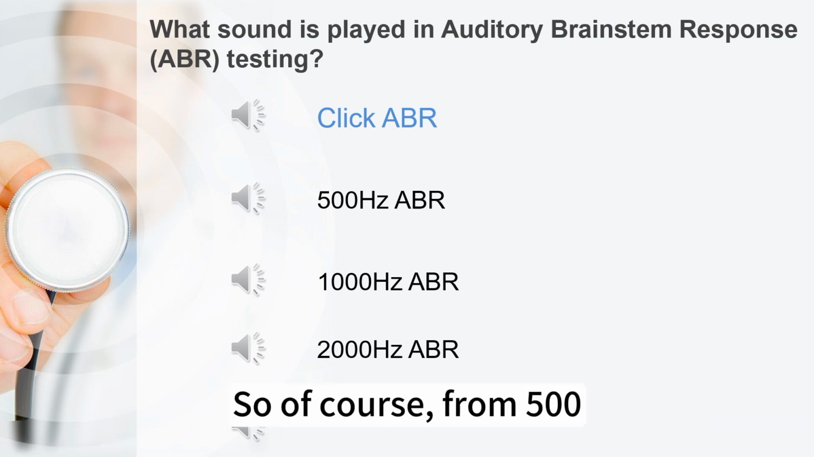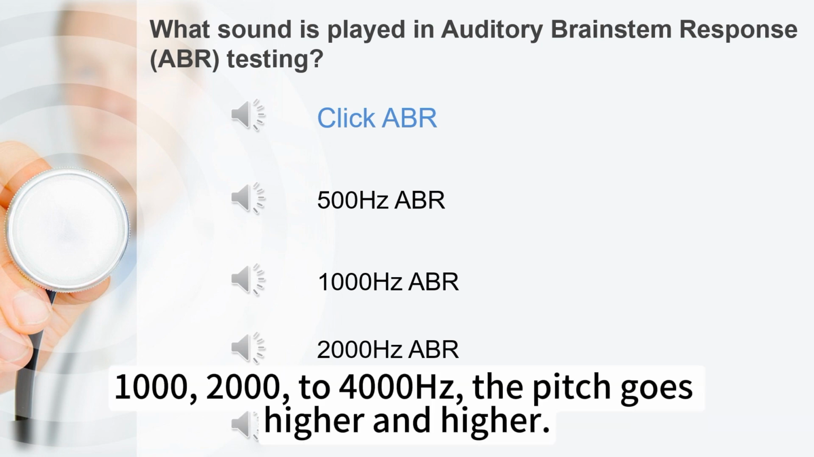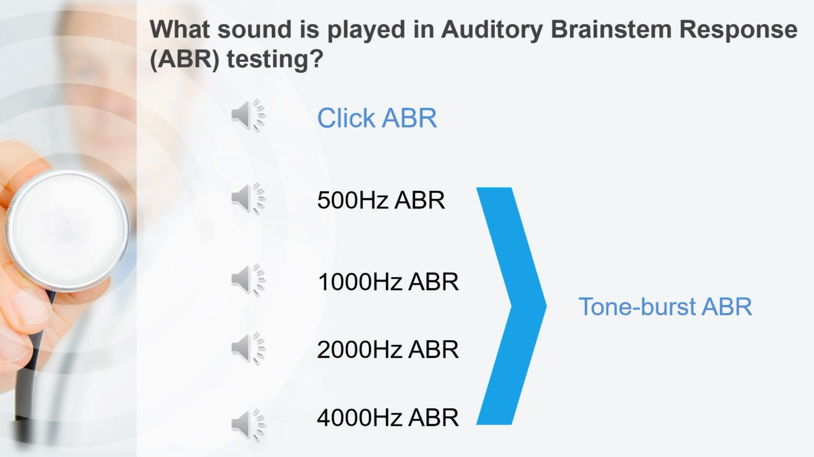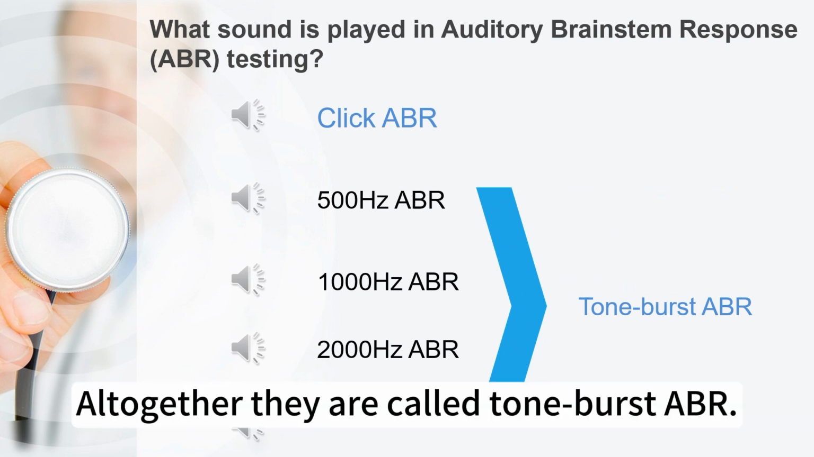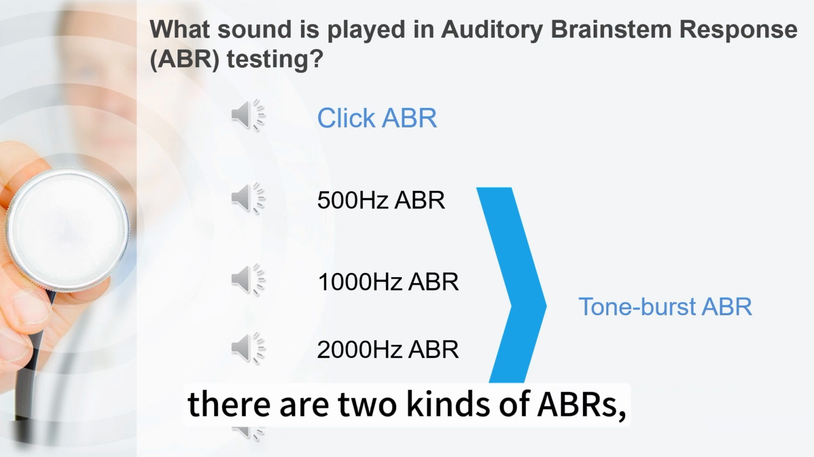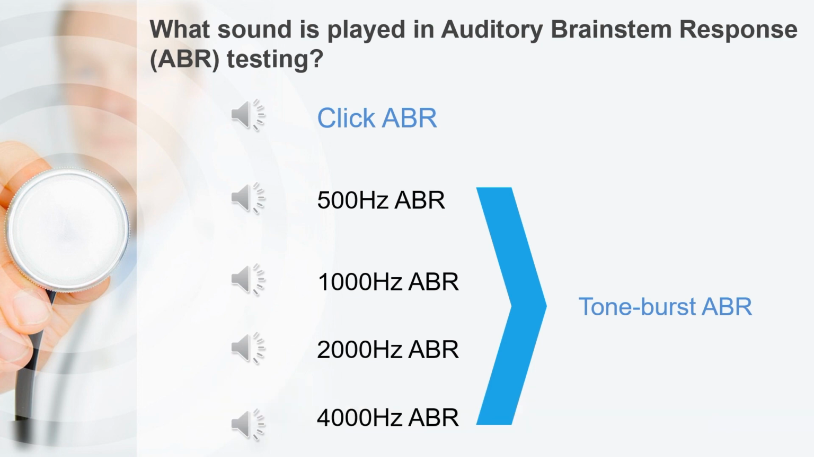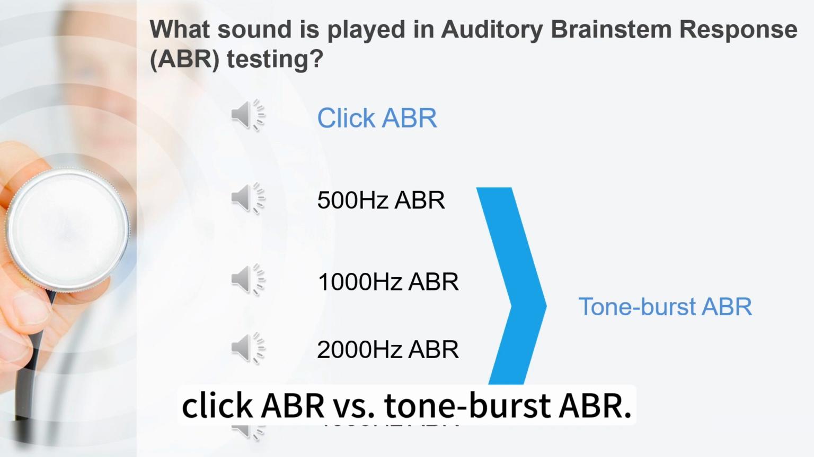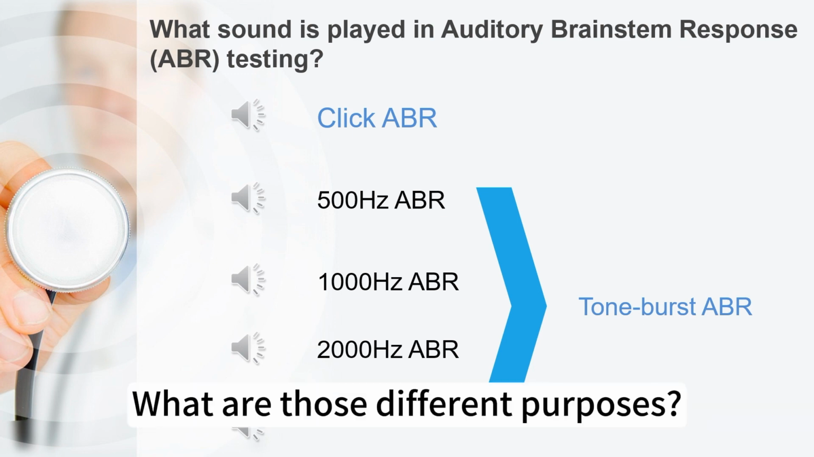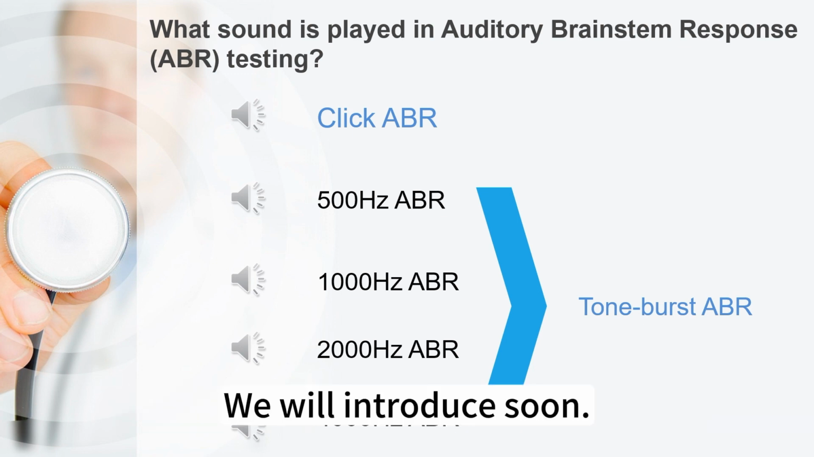So, of course, from 500, 1000, 2000, 4000, the pitch goes higher and higher. But all of them can be used for ABR testing. Altogether, they are called tone burst ABR. So, in short, there are two kinds of ABR: click ABR versus tone burst ABR. They are used for different purposes. What are those different purposes? We will introduce soon.